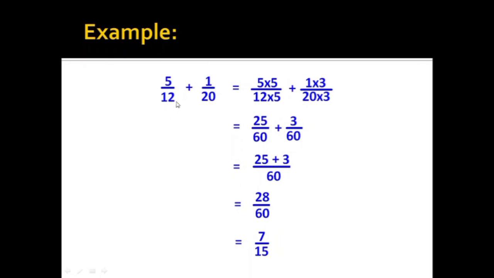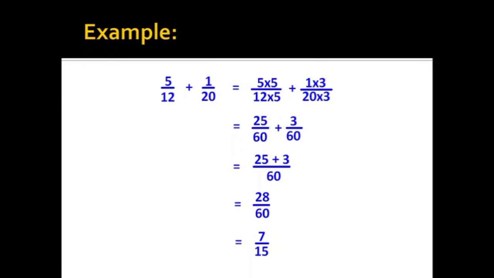So what we'll do now, we'll change 5 by 12 to denominator 60 and we will also write 1 upon 20 with denominator 60. For doing so, we can multiply 5 upon 12 by 5 in the numerator and denominator. We'll get the result 25 upon 60, and if 3 is multiplied in the numerator and denominator of 1 by 20, we get 3 by 60. So now we have two rational numbers, 25 upon 60 and 3 upon 60, both having the same denominator, that is 60.